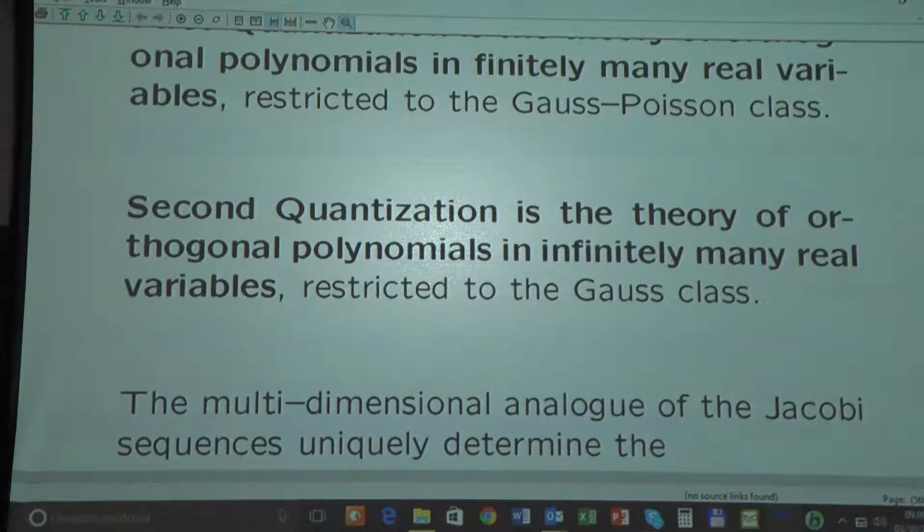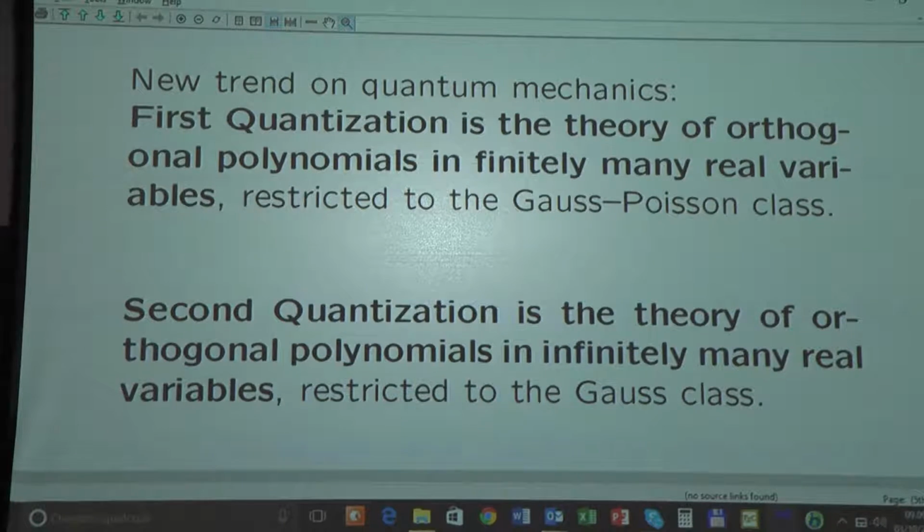Okay? So, the implication of what I said for quantum mechanics is this: first quantization is just a very old, 150 years old theory of orthogonal polynomials in finitely many random variables. And second quantization is the theory of orthogonal polynomials in infinitely many random variables. You will see here some very subtle and delicate problems arise when you go to infinite dimensions. I hope I have the time, but I have not.